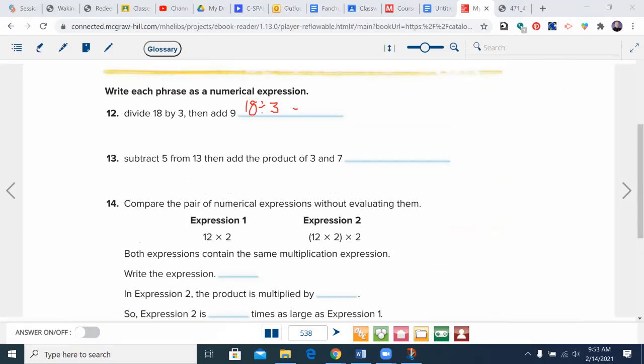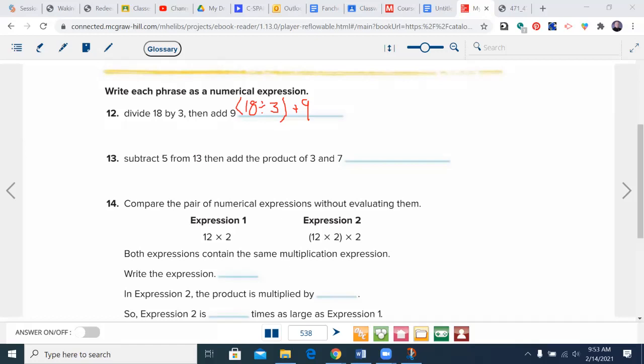Plus 9. You have a couple options. Because multiplying and dividing come before adding, you could leave it like this. Some of you may choose to do it like this just to organize yourself. All right, go ahead and do number 13. Pause the video. Come back when you're ready.